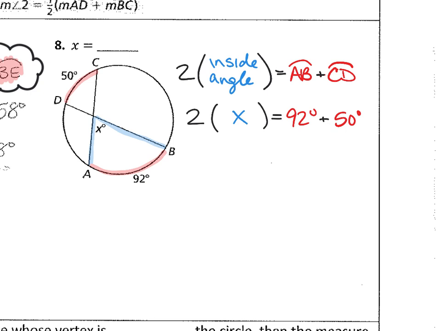If I were solving this one, I would multiply 2 times x, that's 2x. And I would add 92 and 50 since they're both plain degrees. 92 plus 50 is 142. I don't need to subtract in this problem like I did in the one I did for you. What do you need to do here to solve for x? Divide by 2. Very good. Okay, so we divide both sides by 2. We get that x is equal to 71 degrees.